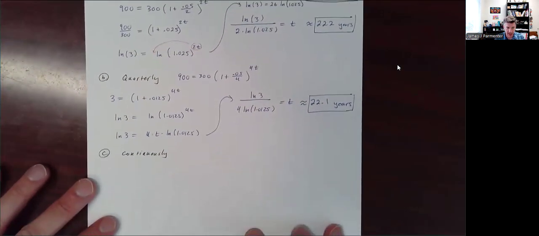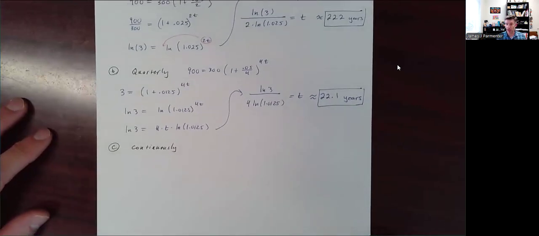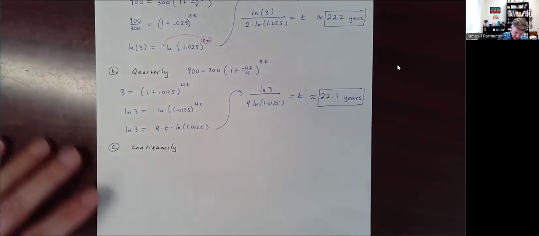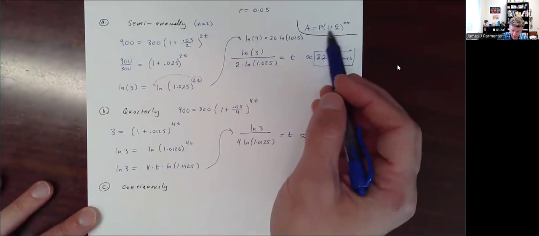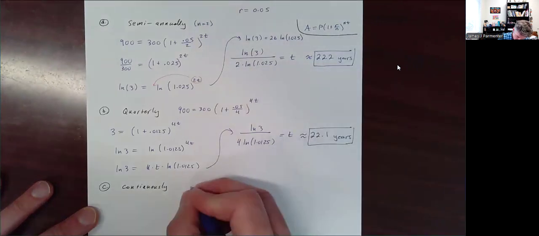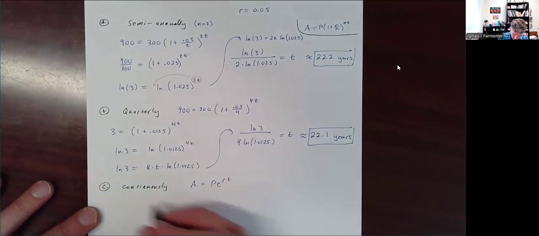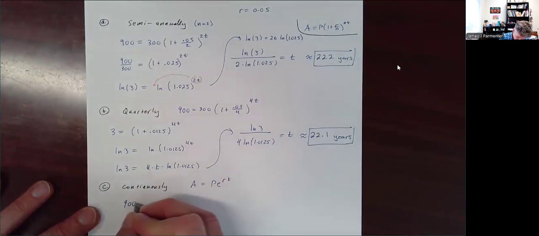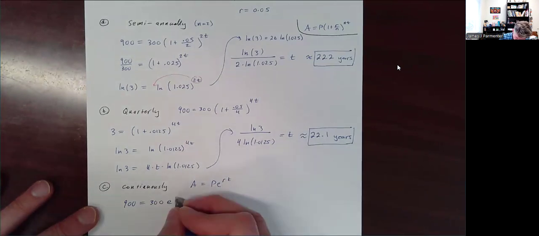All right, let's look at this last question for this part. So now we want to know how long it takes to do it if we're compounding it continuously. So now our formula is going to be, instead of A equal to P times 1 plus r over n to the nt, it's going to be A equal to P e to the rt. So A is still 900. Our principal is still 300. e is just e. r is 0.05, and we're trying to solve for t.